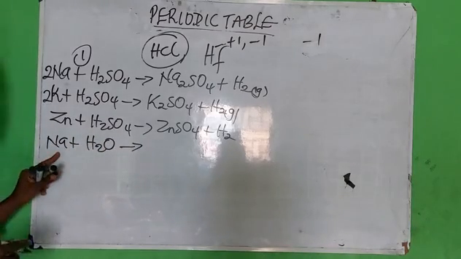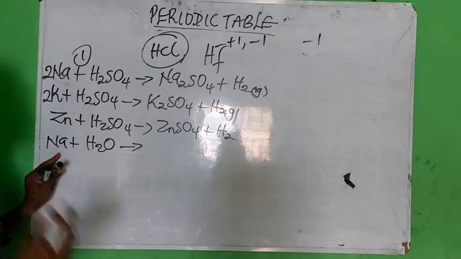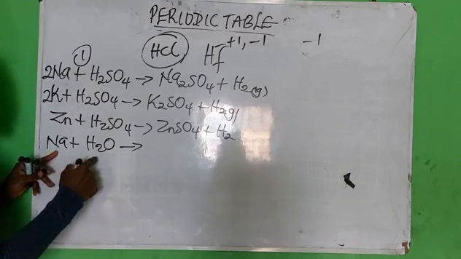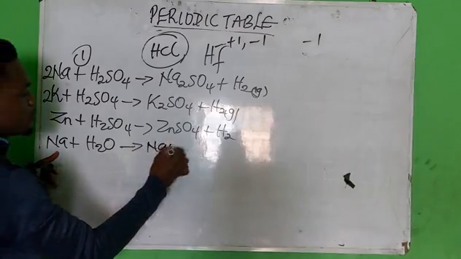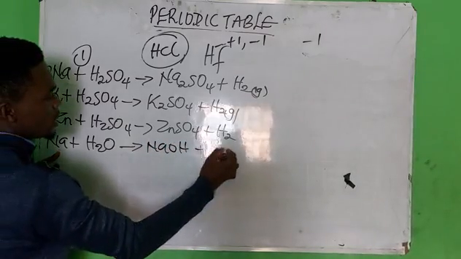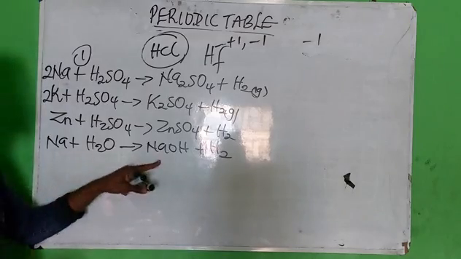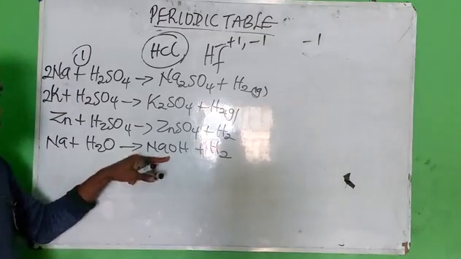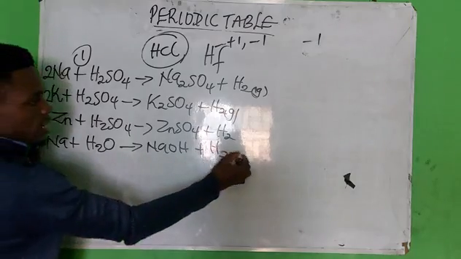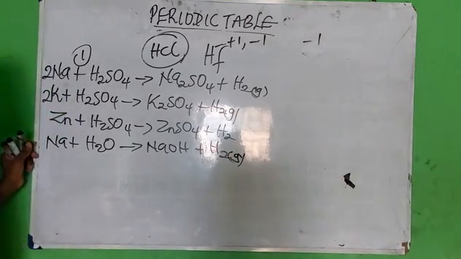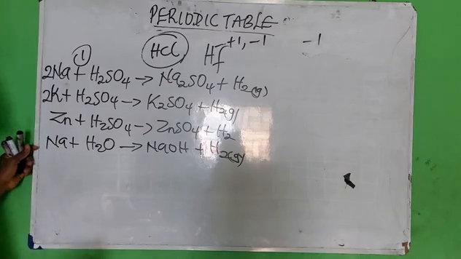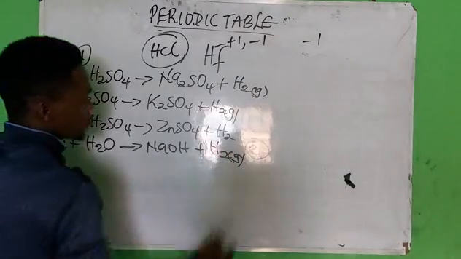Sodium is a good example of an alkali metal. It reacts with water to produce a soluble base and hydrogen gas. It reacts with water to form a strong base which is soluble, and hydrogen gas. You can see that. Is the equation balanced? Yes, it is balanced. Please, this is number 2.